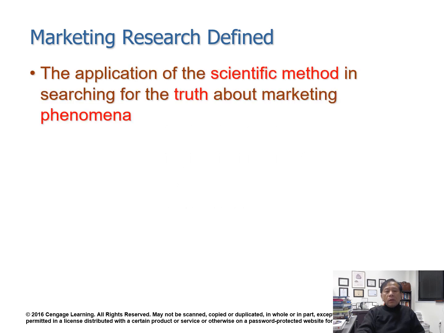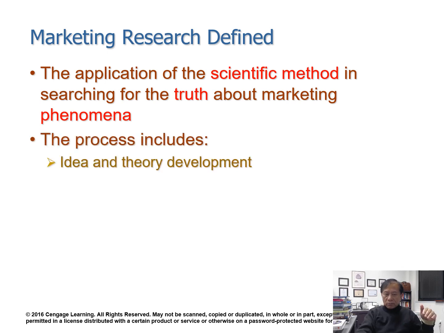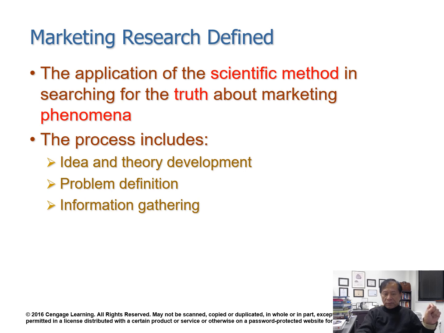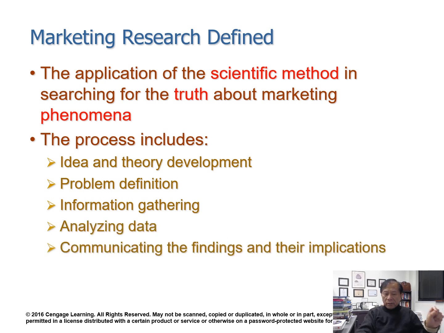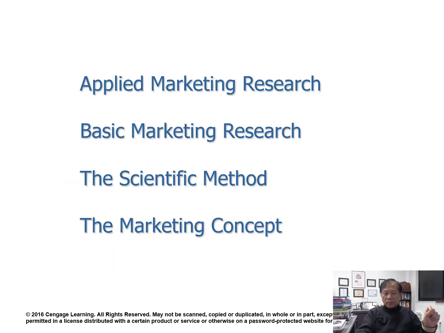We start out with marketing research defined. What is marketing research? It's a scientific method in search for the truth about marketing phenomena. And also the marketing research process. It includes idea and theory development, problem definition, gathering information, analyzing data, and communicating the reports, implications, etc.